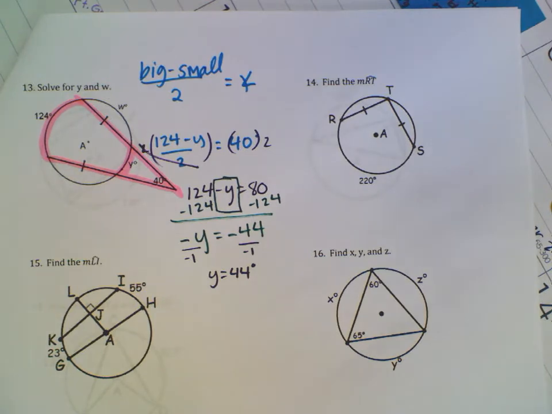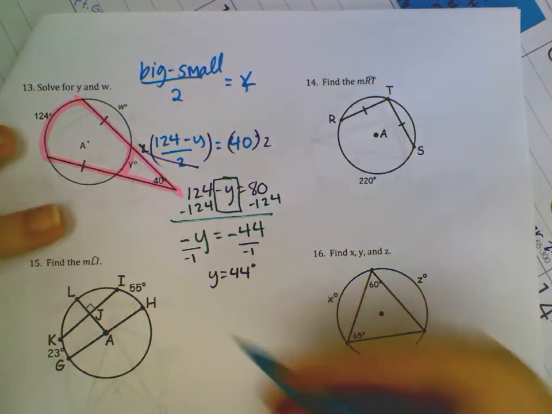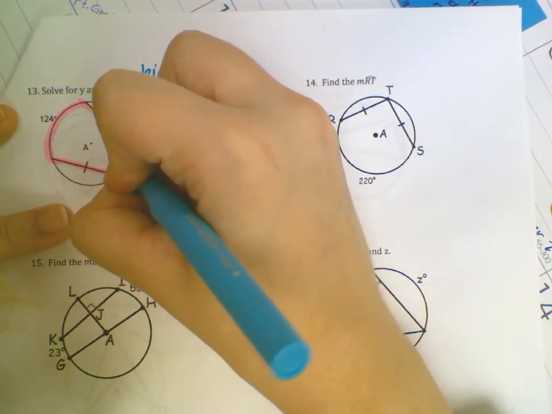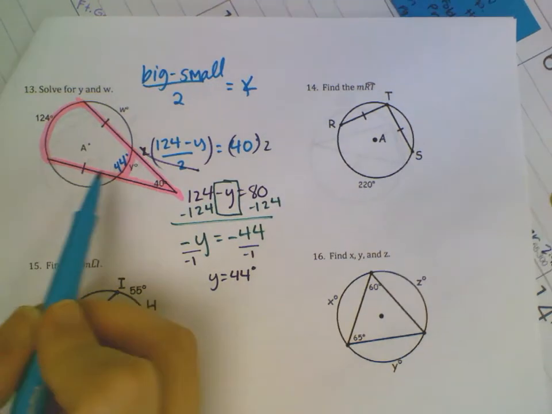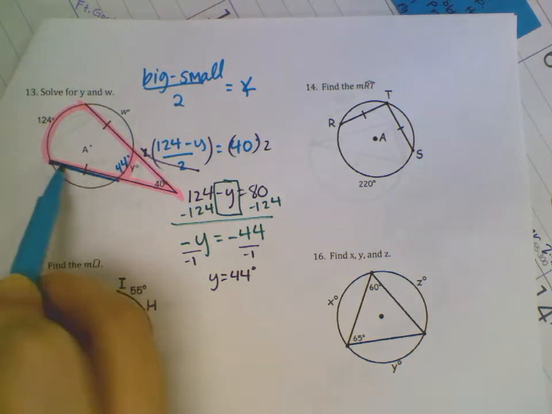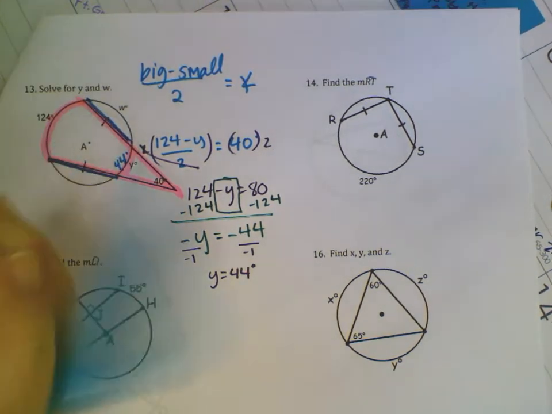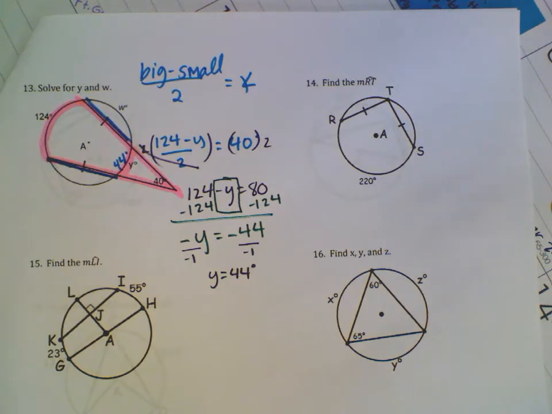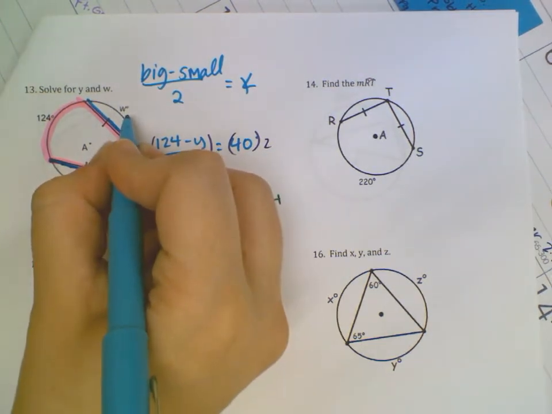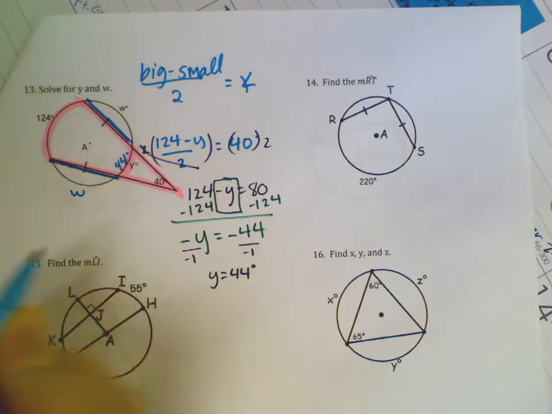Now, if I know y is 44 degrees, I'm going to go ahead and already mark my picture. I'm going to say that this is 44 degrees. Now, they tell me right here that this chord and this chord are congruent. Remember, when we have congruent chords, it creates congruent arcs. So if this is W, this is also going to be W.